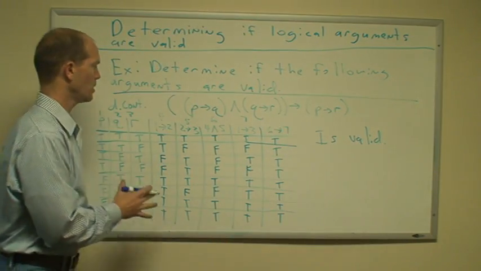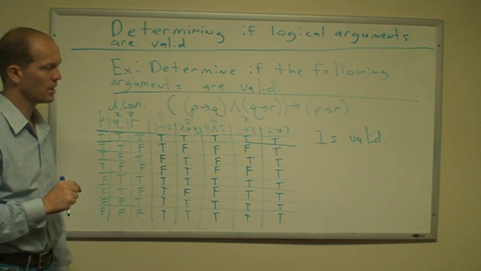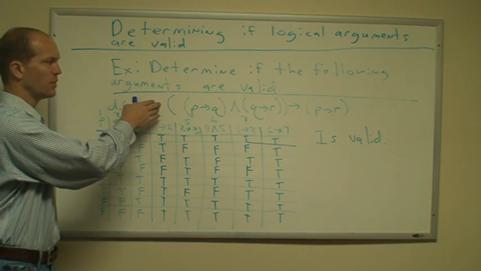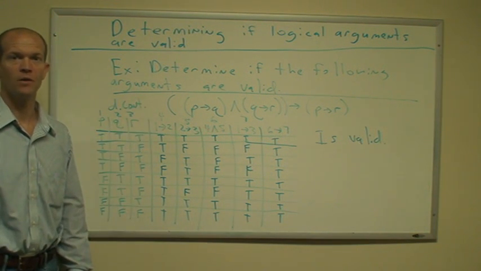This is a good example of a truth table with 3 simple statements, and it shows us that we can really see any sort of argument and use a truth table to determine if it's valid. One last example in this video.